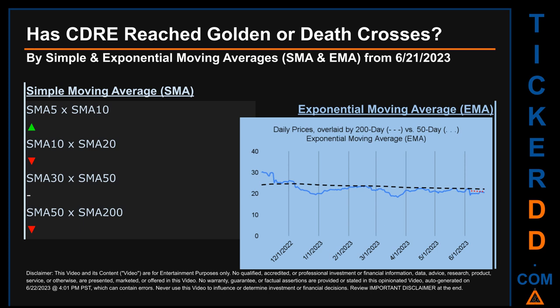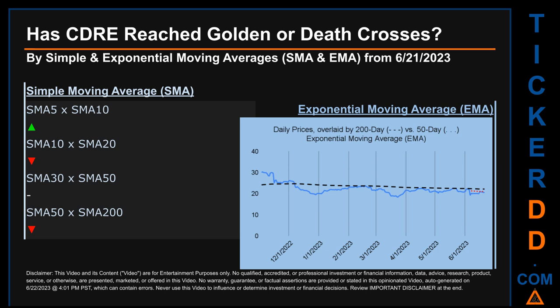For simple moving average, by comparing 50 to 200 days, we found a bearish death cross signal because the 50-day SMA crossed below the 200-day. Continuing with SMA, we looked across the 5 to 10, the 10 to 20, and the 30 to 50-day ranges to see if golden and death crosses had been reached.